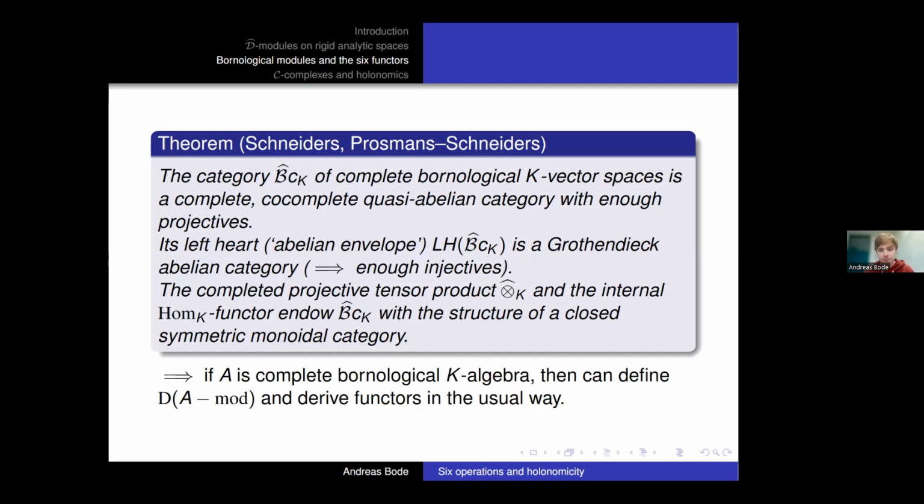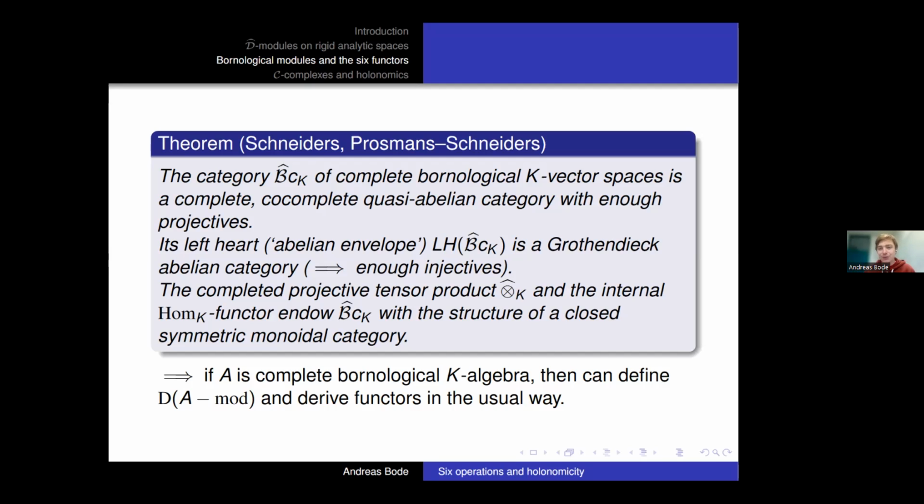I have a question. Is it ever possible to make this left heart explicit? Yeah, so you can make this relatively explicit, by remembering that this is going to be the category in which cohomology of a complex in this derived category will take values, right? So you can represent an object in the left heart as a monomorphism in complete bornological vector spaces, up to the usual localization procedures that you do in derived categories.